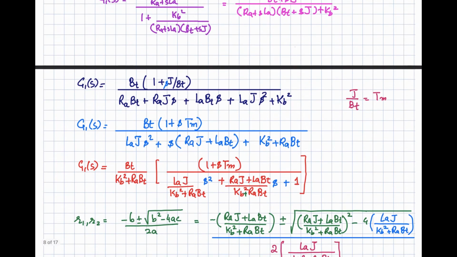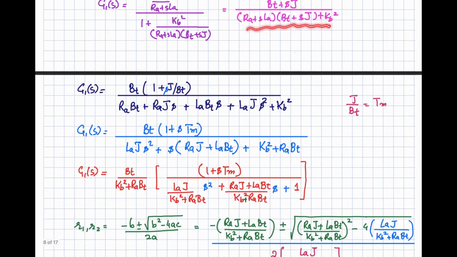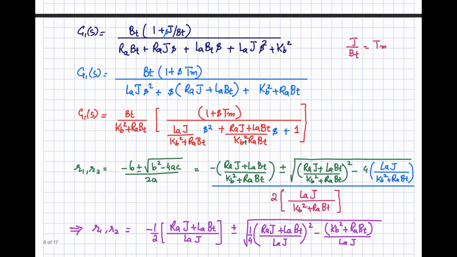Now if you do the multiplication and simplify over here, you can write it like that, and rearranging in the standard form you can write it like that. So now if I take this KB square plus RA Bt common out, this term will be modified like that, LAJ divided by this term. Similarly, this will be divided by this term, and when we divide it by KB square plus RABT, you will be getting 1. So we can represent this equation like this.